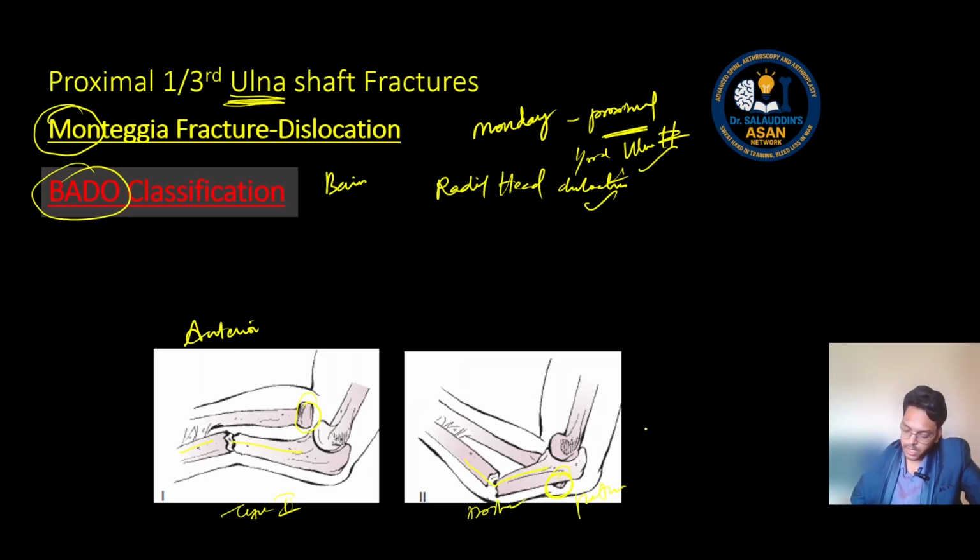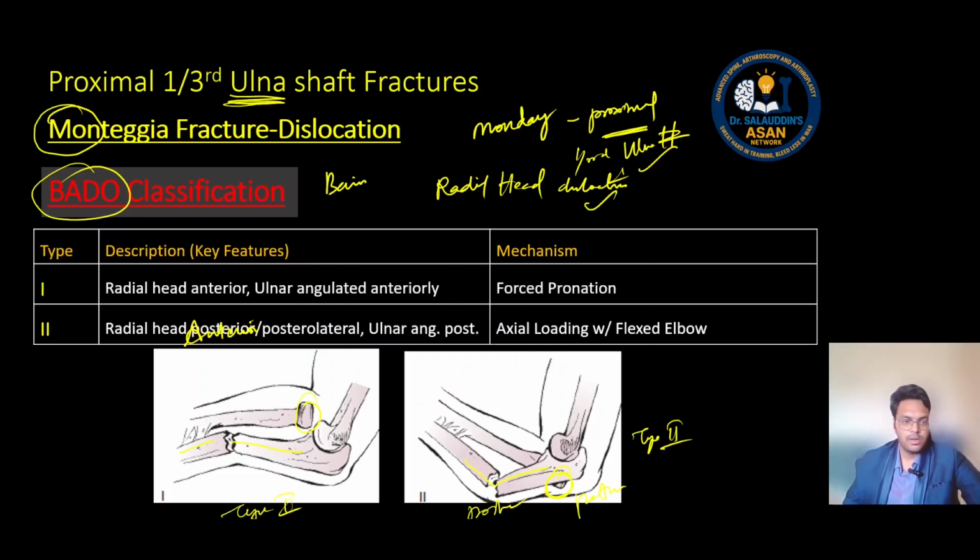So it is type 2. Type 2: there is posterior dislocation of the radial head and angulation of the fracture is posterior. Type 1: the radial head is anterior and ulnar angulation is anterior. In what mechanism does it occur? It is forced pronation. So if it is anterior, then pronation.